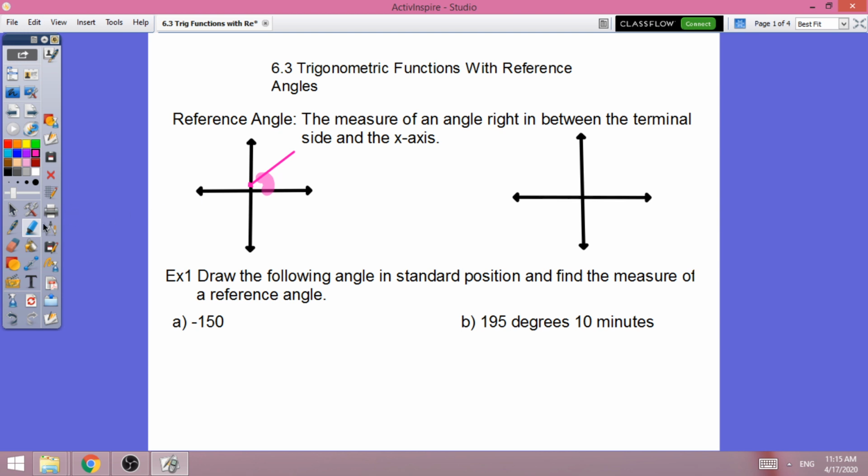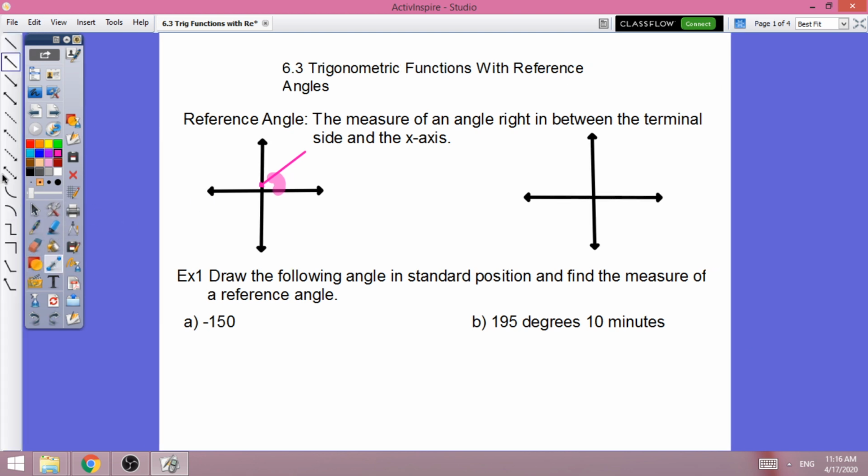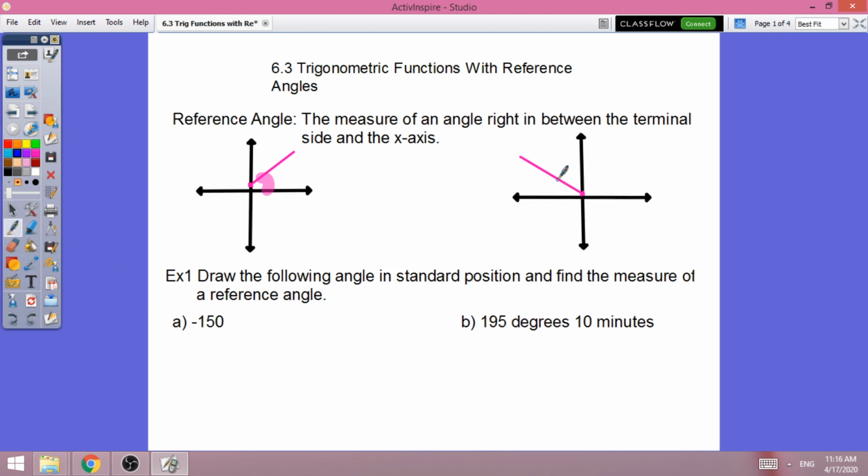Okay, so here's another example. Let's say we do have a terminal side in quadrant 2. That means the reference angle is right in between the terminal side and the x-axis.